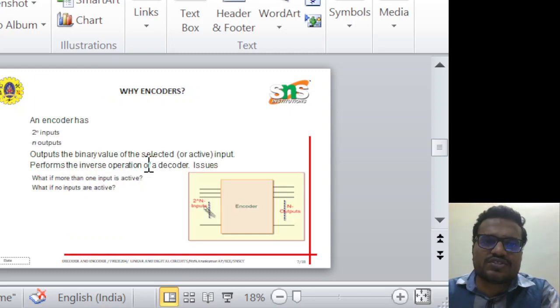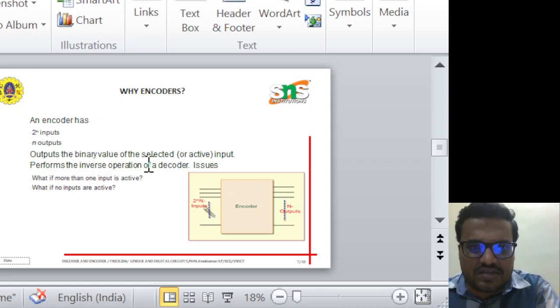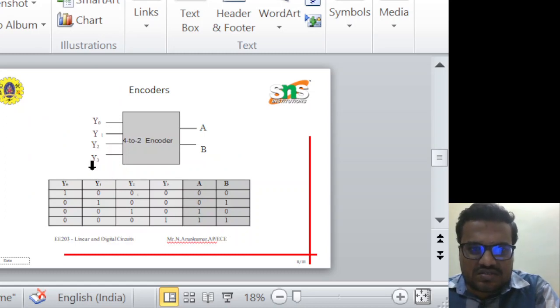So far we have discussed only decoders. Now we are going to see encoders. An encoder means n input and 2 power n output. The reverse operation is followed in this encoder technique. In encoders, 2 power n inputs and n outputs are taken as encoder signals.